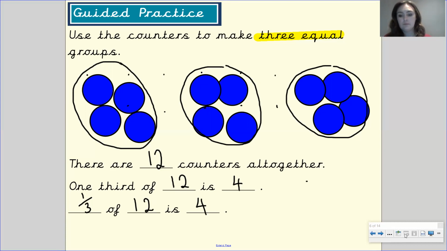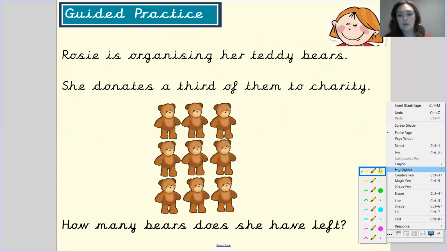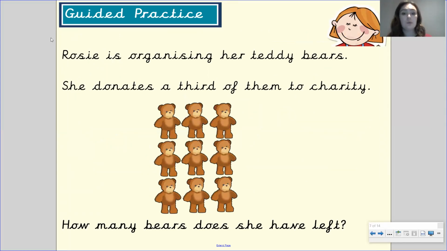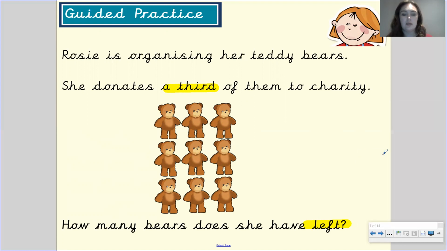Okay, next one. So here we have Rosie, and she's organizing her teddy bears. She's going to donate a third of them to charity. How many bears does she have left? So what do you think we're going to need to do to answer this question? Pause the video to have a think.